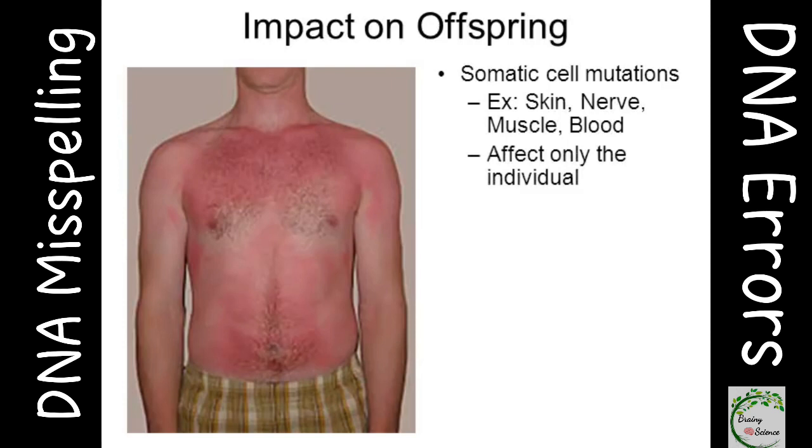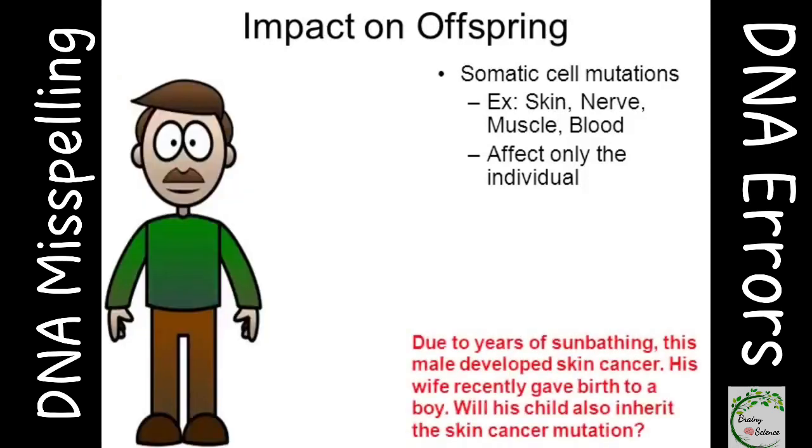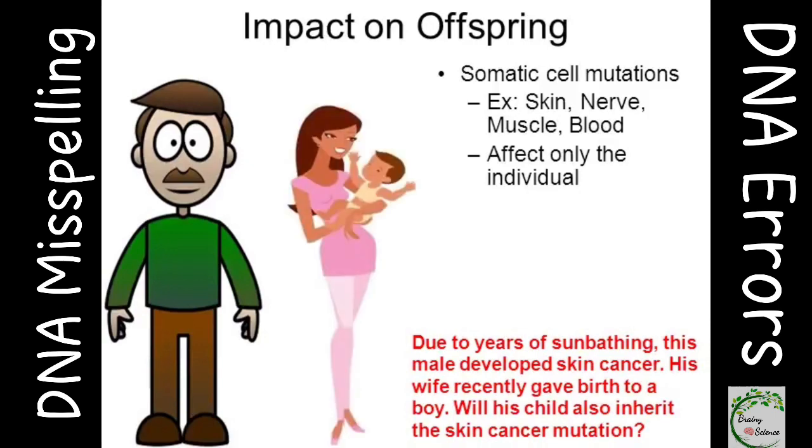Here we see a person with a pretty nasty sunburn. Well, sunburns, if you have repeated and serious enough sunburns, can eventually, over time, cause skin cancer. Mutations can occur and cause you to develop skin cancer. Now, pretend that this guy right here, our cartoon guy, due to years of sunbathing, developed skin cancer. His wife recently gave birth to this boy that we see here. Will this child also inherit the skin cancer mutation that the father has? I hope you see the answer to this question would be no.